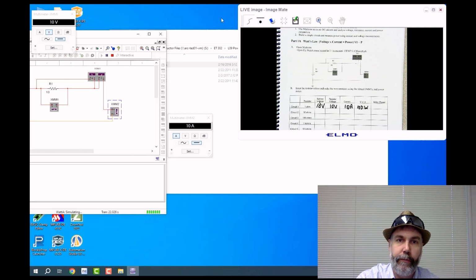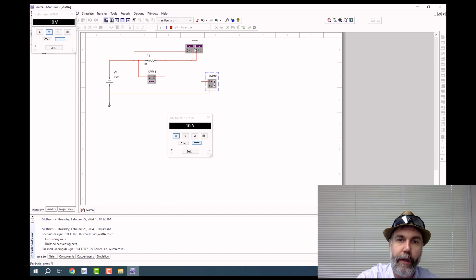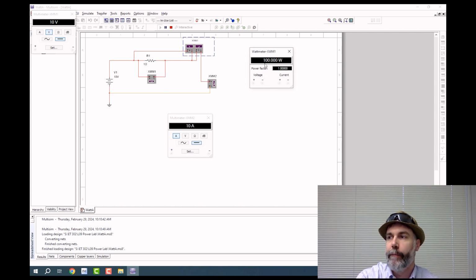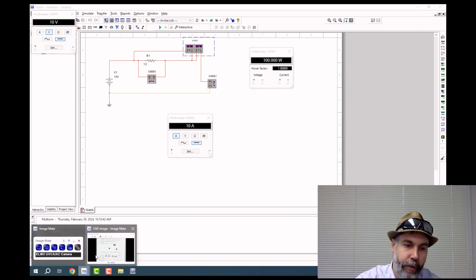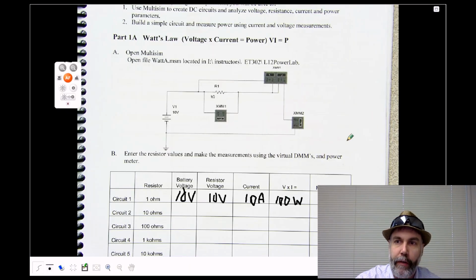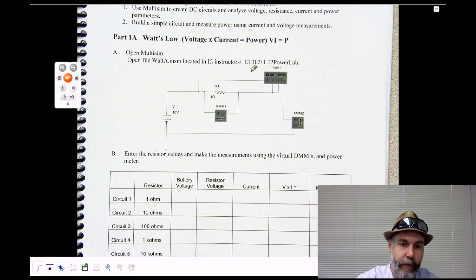So we calculate that there should be 100 watts in this circuit. And then we can check it using this other meter, this power meter. If we open that up, sure enough, it shows that this circuit is using 100 watts right now. Okay? So that's what you're going to do. You just go through this table and fill in all those values. You'll change the resistor each time and get different values, and then fill in that table.